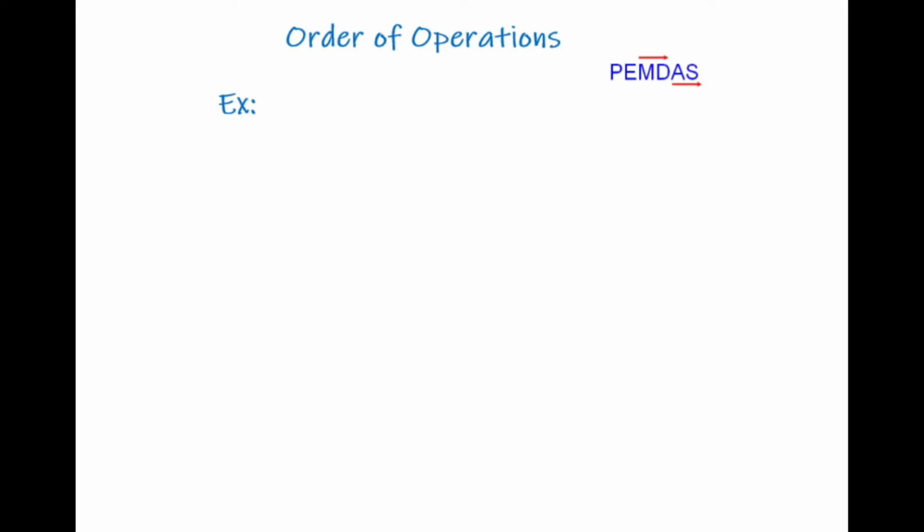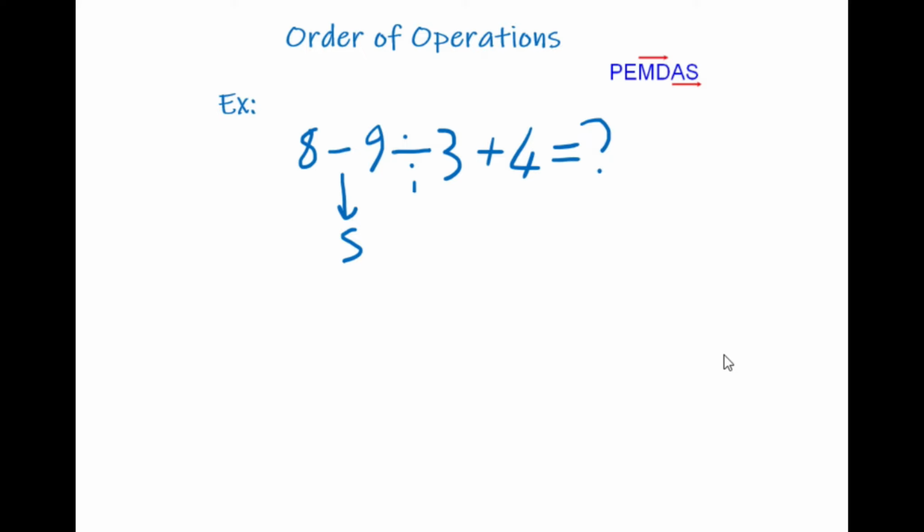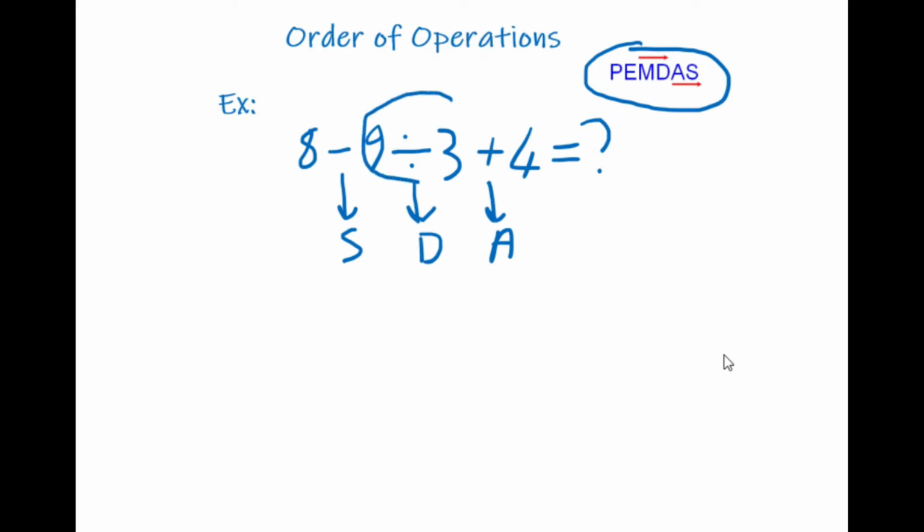The first example, let's say we have 8 minus 9 divided by 3 plus 4. So what is the result of this calculation? As you can see, we have here subtraction. I'm gonna just write the first letters of each operation. Here we have division. Here we have addition. Look at PEMDAS. Division comes first compared to subtraction and addition. So I'm gonna do this first.